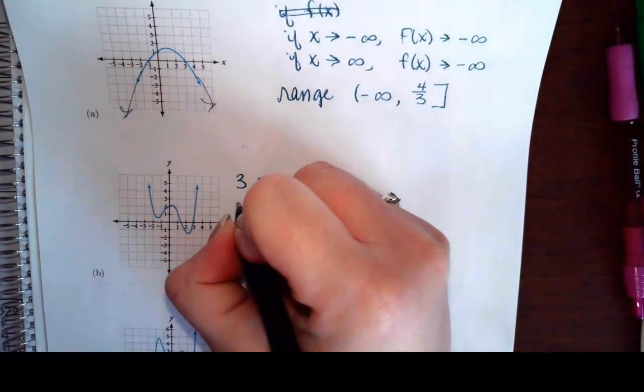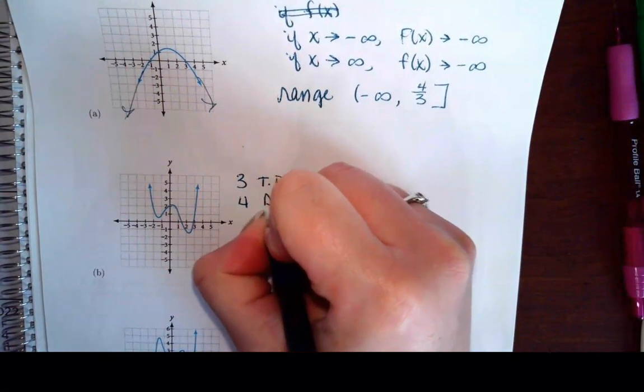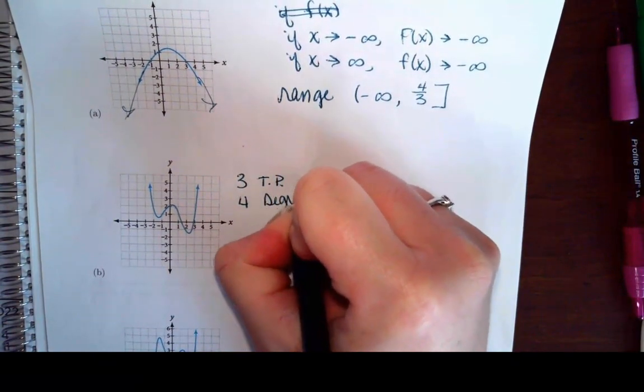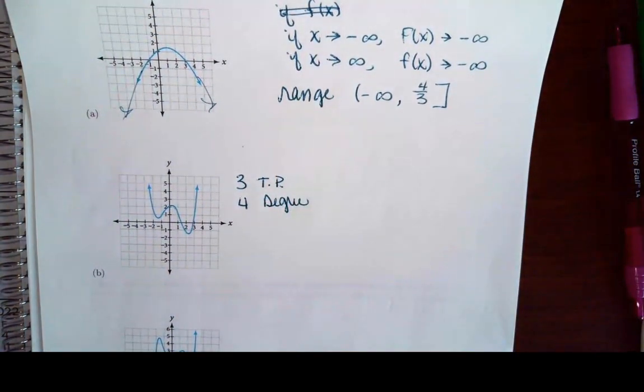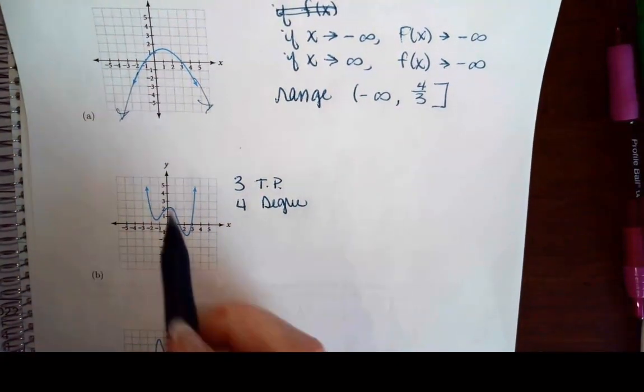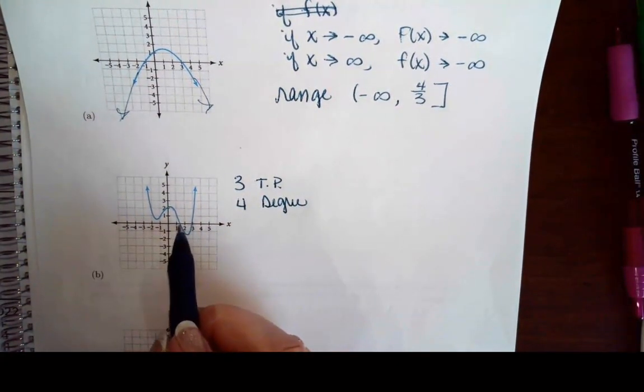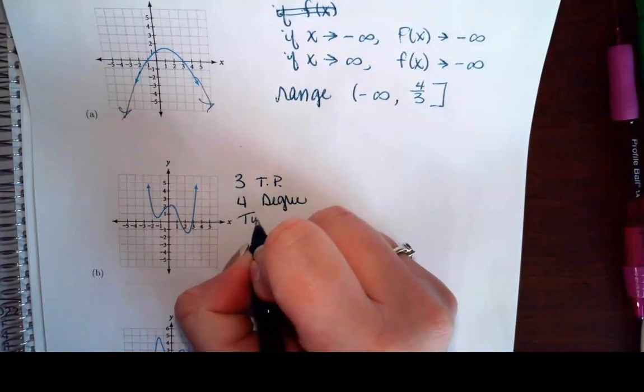So my degree is a 4th degree polynomial. Okay? So 3 turning points, add 1 means it's a 4th degree. That's the smallest it can be. Okay? How many intercepts do I have? Well, looking at this, I've only got 2 x-intercepts.